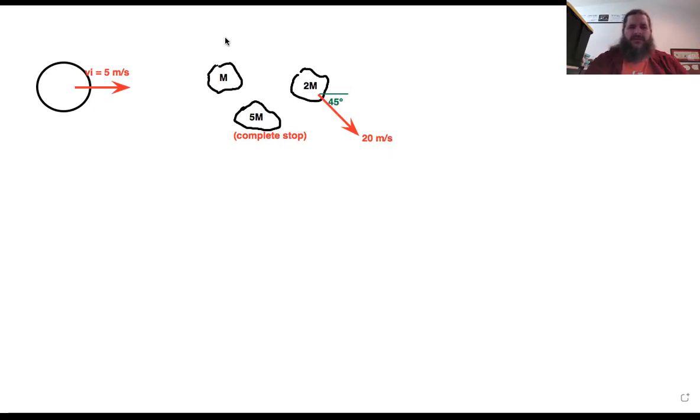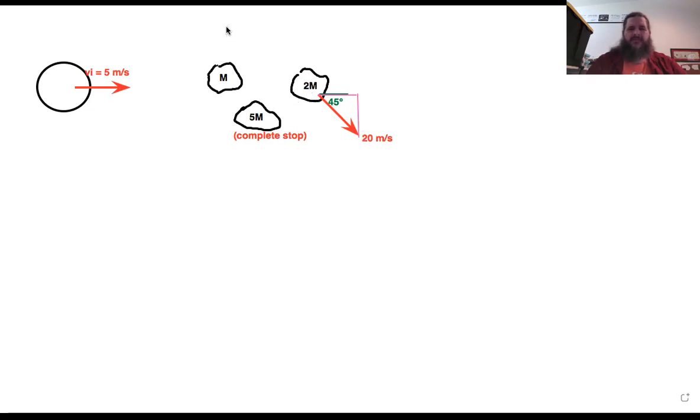So that 20 meters per second, if we wanted to split that into horizontal and vertical components, how would we do that? Cosine and sine. Yeah, we could use cosine and sine. And since it's a 45-degree angle, what do you know about cosine of 45 degrees and sine of 45 degrees? Oh, it's 45, 45, 90. Right, those are the same angle. So this is an isosceles triangle. What does that tell you about these 2 legs?